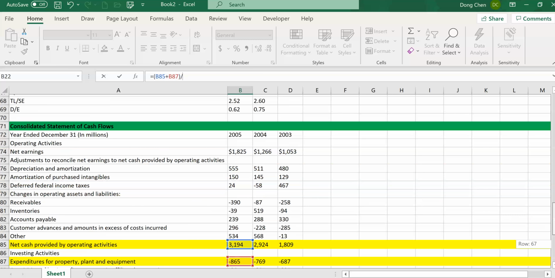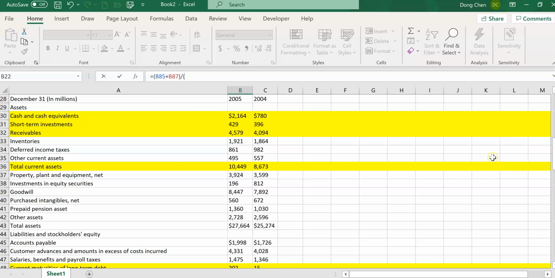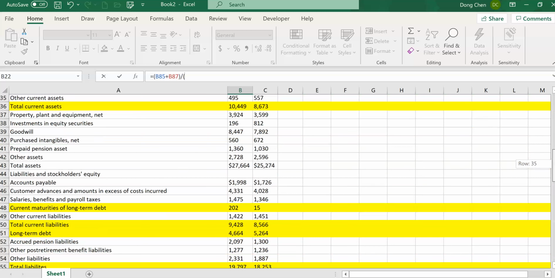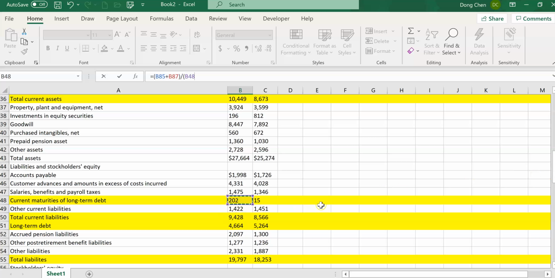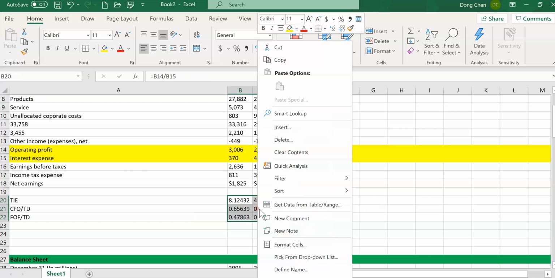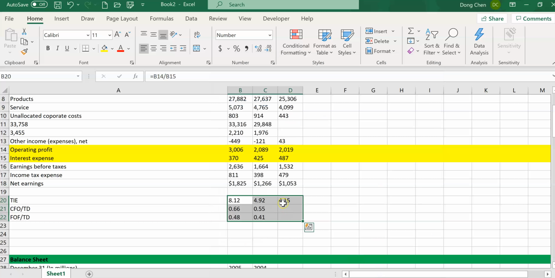The denominator is the same as before, which means it's going to be the sum of, going back to the balance sheet, current maturities of long-term debt and the long-term debt. Okay, so we're done with this, and drag the cell to the other year. Now I can format all these cells at once, as number with two decimal places. And the rest of the job is simply to copy the numbers back.